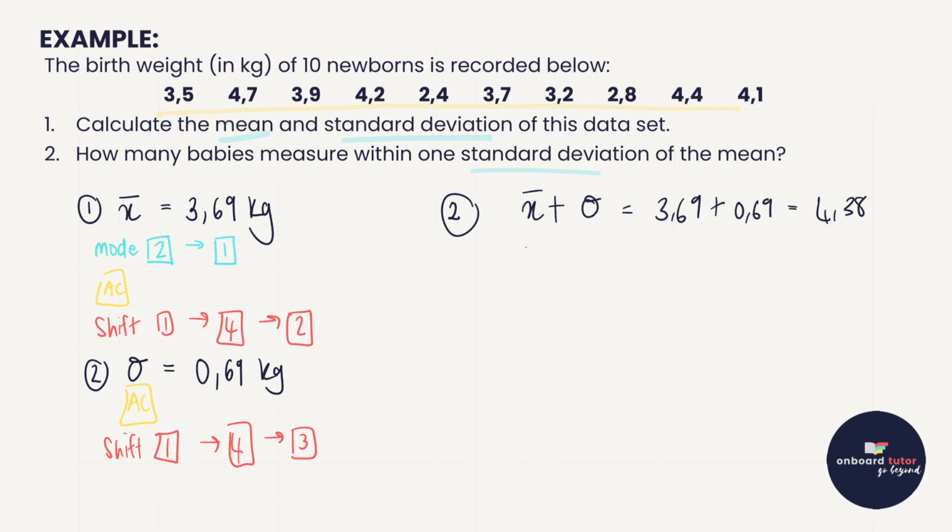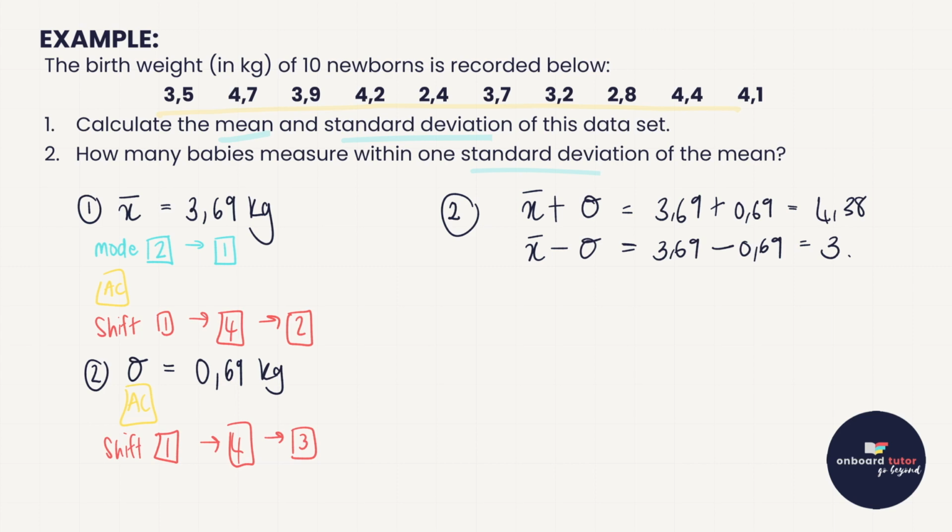And then in the other direction, minus 1 standard deviation. So 3,69 minus 0,69, and that gives us 3. Okay, so those are my parameters. Anything bigger than this is outside of 1 standard deviation. Anything smaller than this is outside of 1 standard deviation.